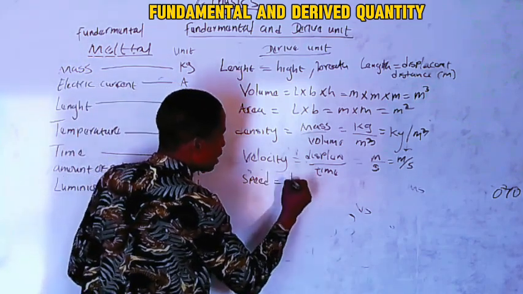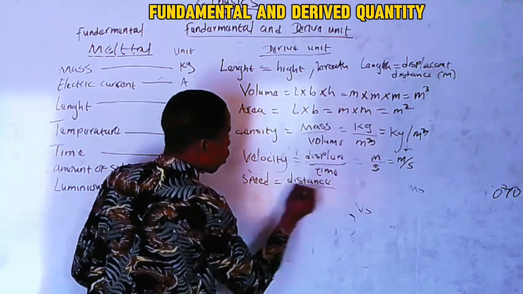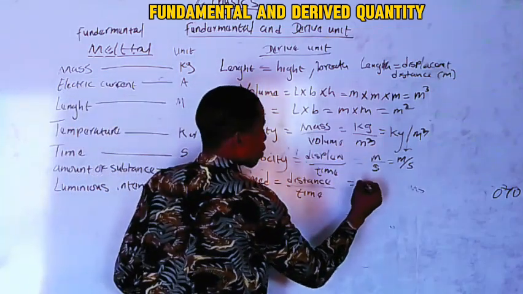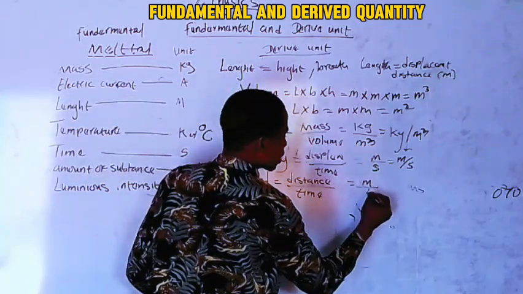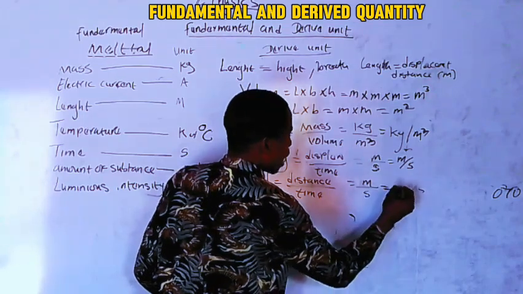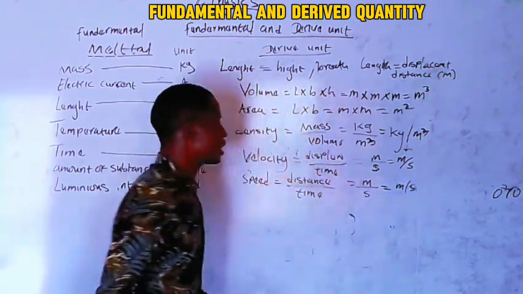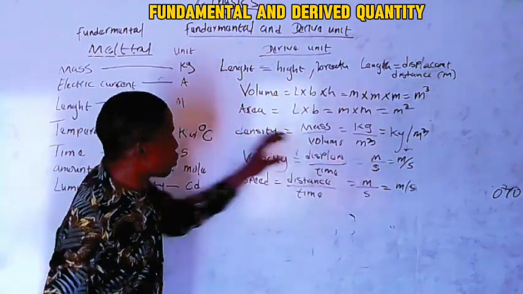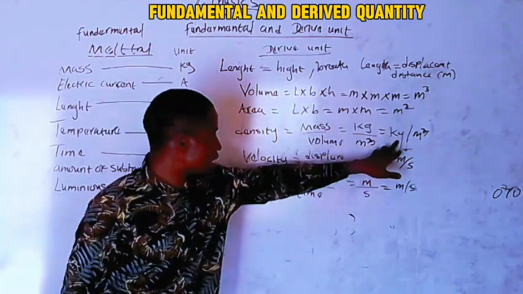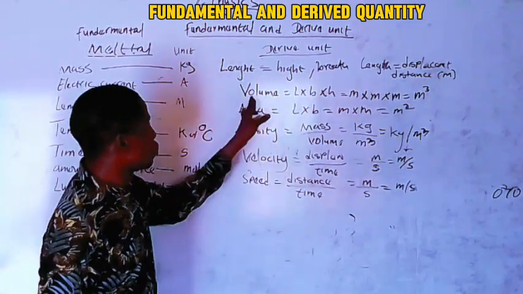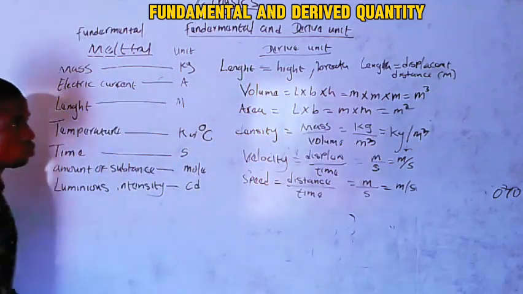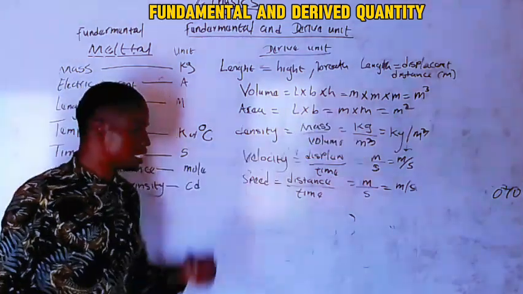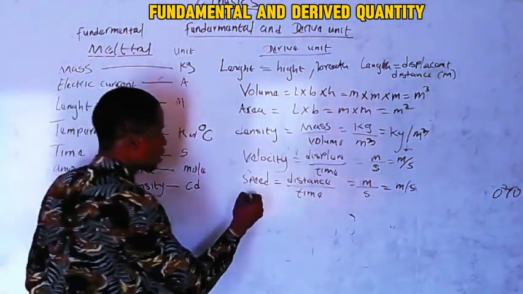Speed is equal to distance all over time. Now, the distance is still the same thing as meter, all over time, which is seconds. And meter per second. Do you see now? All these are your units. This is the unit of speed. This is the unit of velocity. This is the unit of density. This is the unit of area. This is the unit of volume. All of them have their own unit, and they use these to form this. Another one is acceleration.